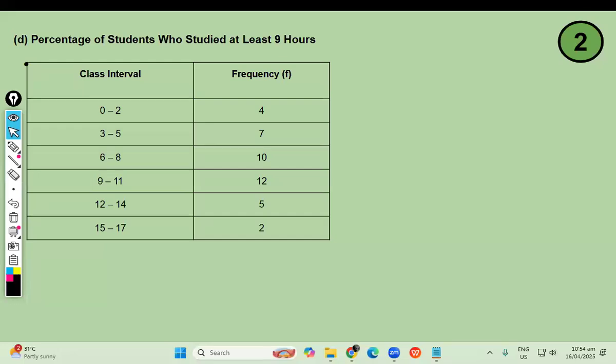So, percentage of students who studied at least 9 hours, right? So, at least 9 hours. Does at least 9 hours mean what? Think about it. When people hear the word least, they normally think what? Less than, right? But at least actually means more than.